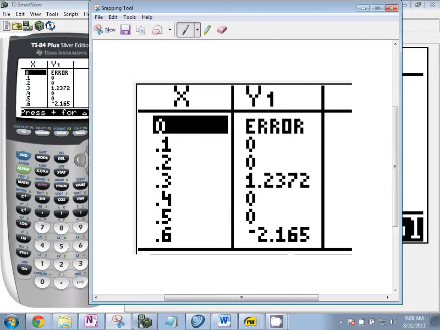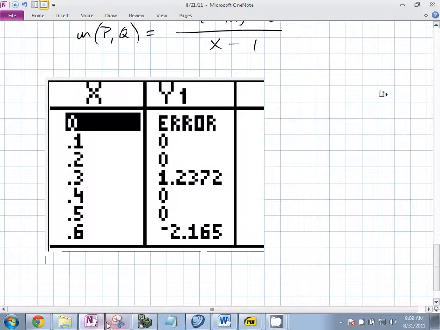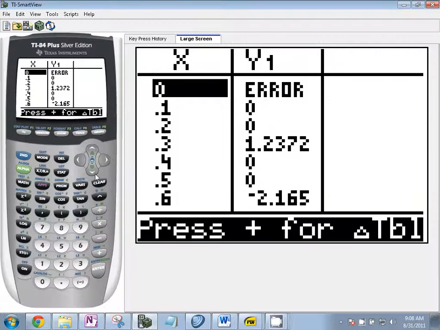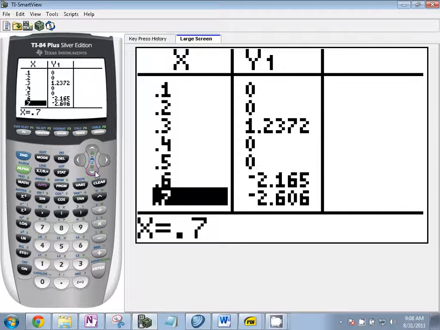There it is, and let's just do the rest of the table down. Okay, so we have this now.